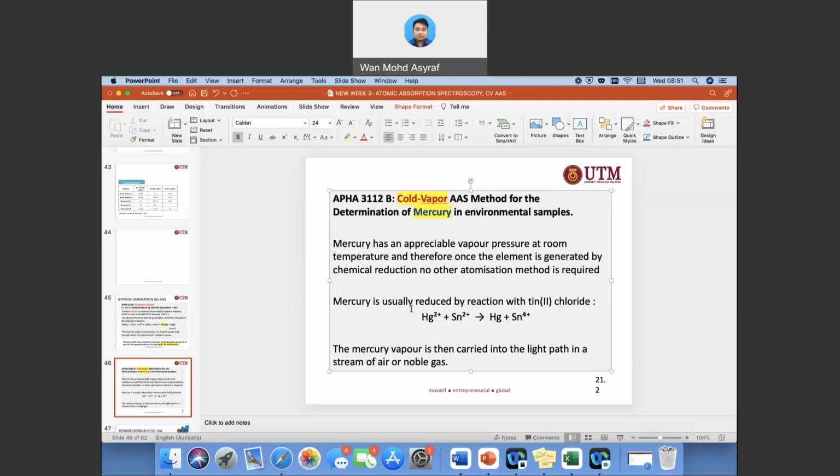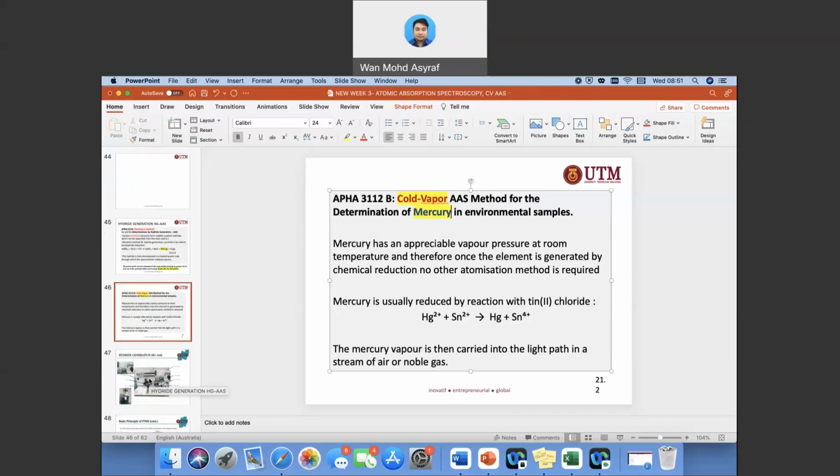So the mercury is usually reduced by the reaction with tin(II) chloride. All right. So the mercury vapor is then carried into the light path in a stream of air or noble gas. So basically, mercury also could be used for hydride generation, but we don't need to combine it with sodium borohydride, because it is volatile enough to be analyzed. So that's why we have cold vapor here.